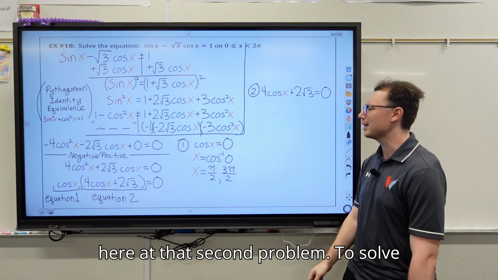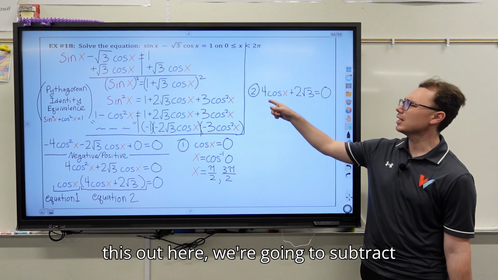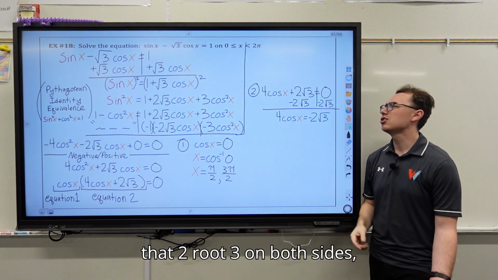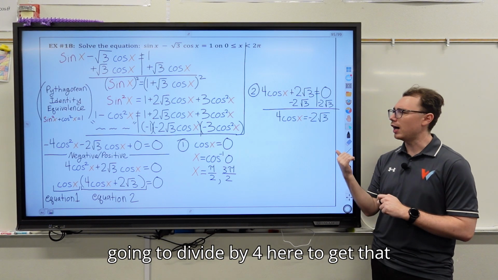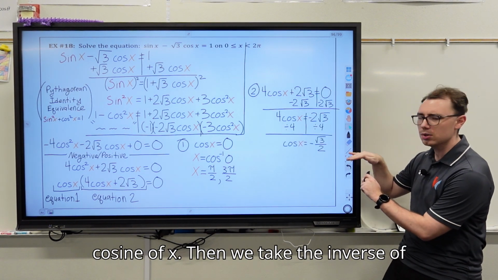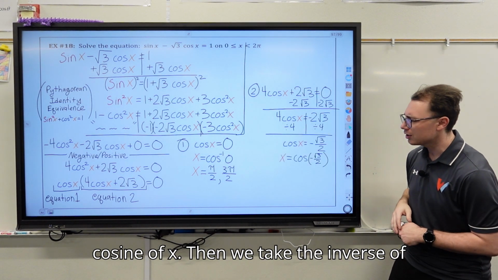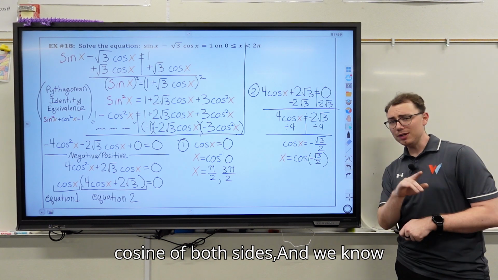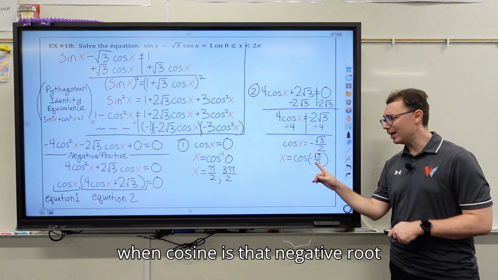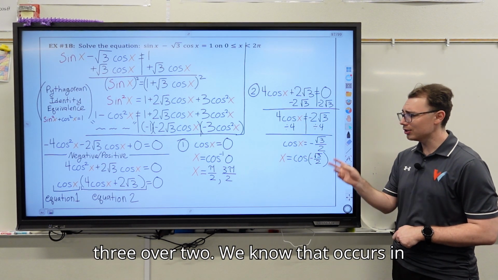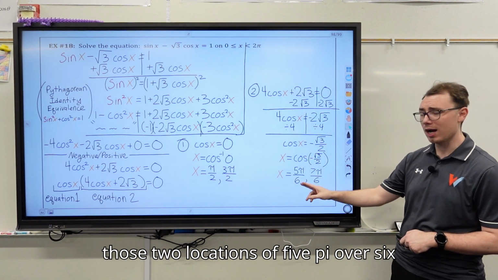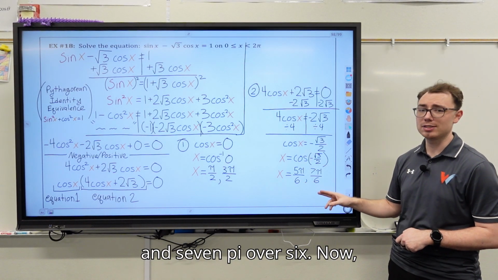We take a look here at that second problem. To solve this out here, we're going to subtract that 2 root 3 on both sides. Simplify it out a little bit more. We're going to divide by 4 here to get that cosine of x. Then we take the inverse of cosine on both sides. And we know when cosine is that negative root 3 over 2. We know that occurs in those 2 locations of 5 pi over 6 and 7 pi over 6.